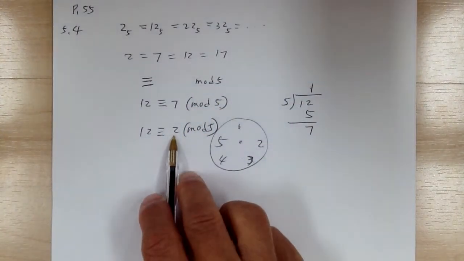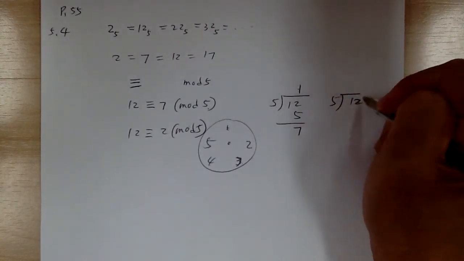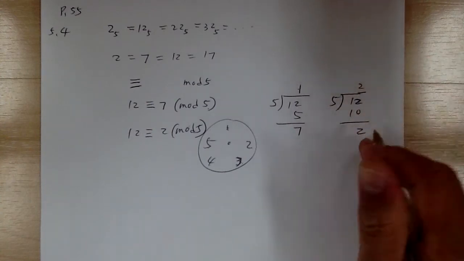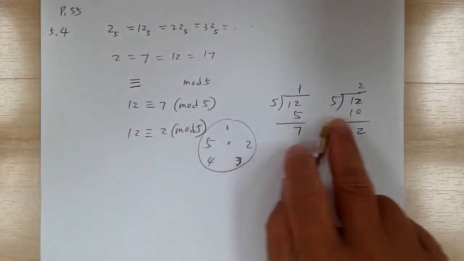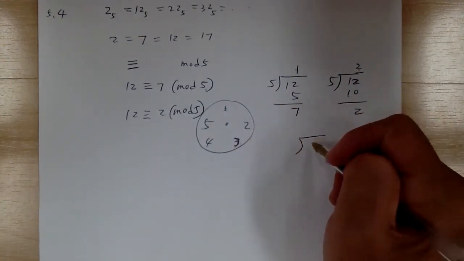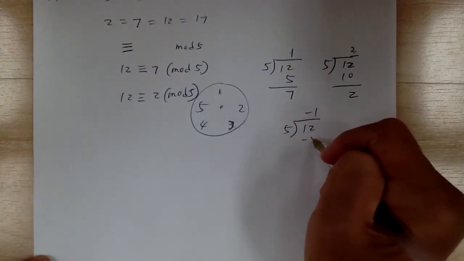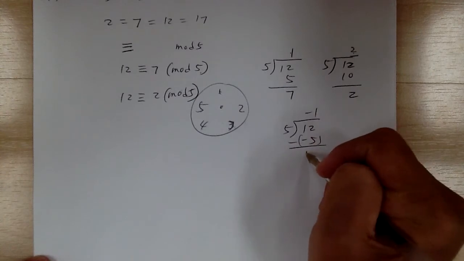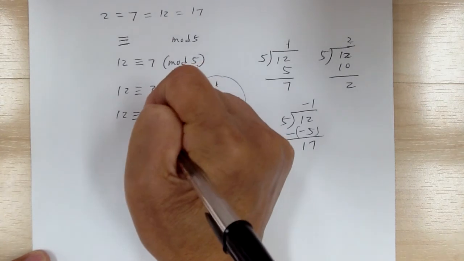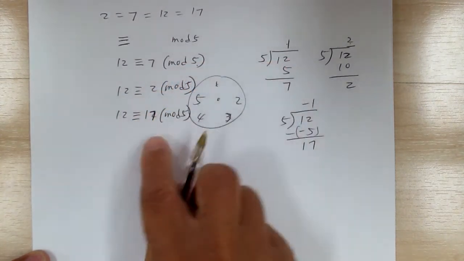Again, this is a remainder. If you go 12 divided by 5, you get a remainder of 2. Now with modular math, you don't always have to use the maximum number. You can use any number. For example, if you go -1, then you're going to get -5, and you're going to end up with 17. So 12 is also congruent to 17 mod 5.